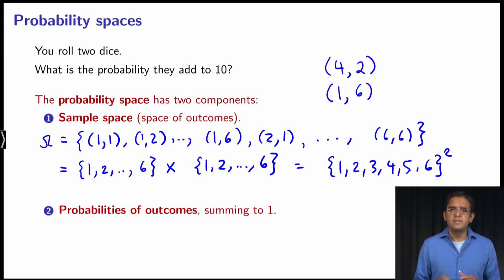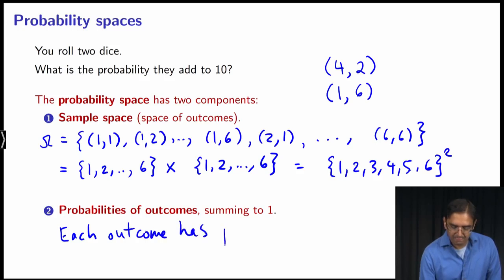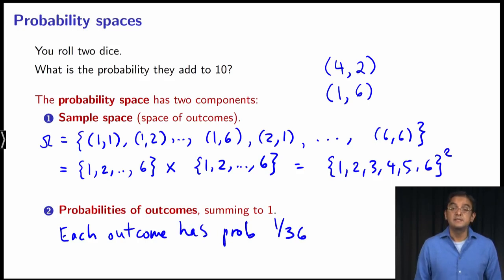What are the probabilities of these various outcomes? So the number of possible outcomes is 6 times 6, which is 36, and they're all equally likely. And so each outcome has probability 1 over 36. And that is the probability space for this experiment.